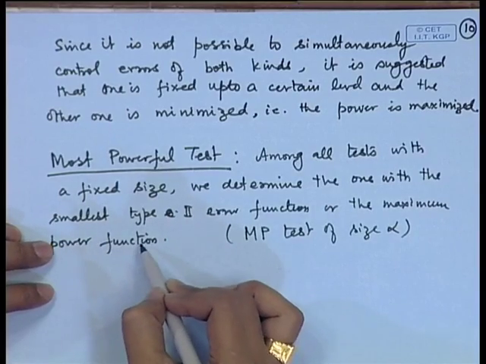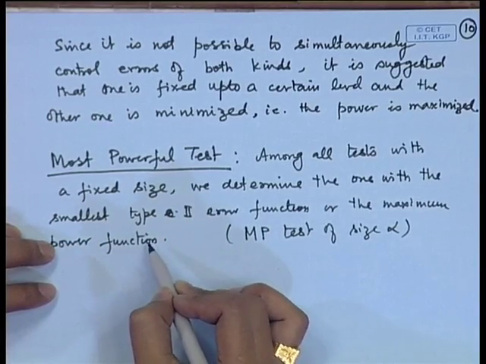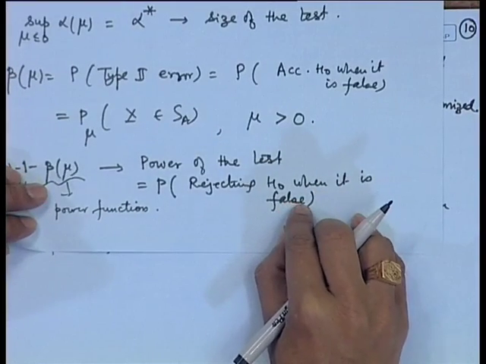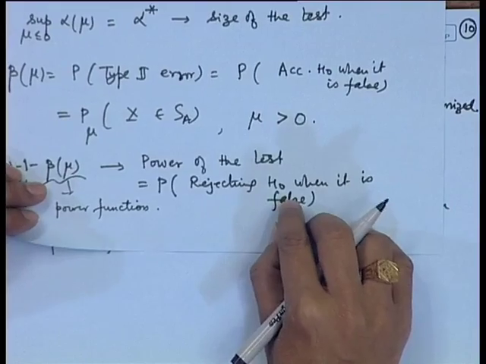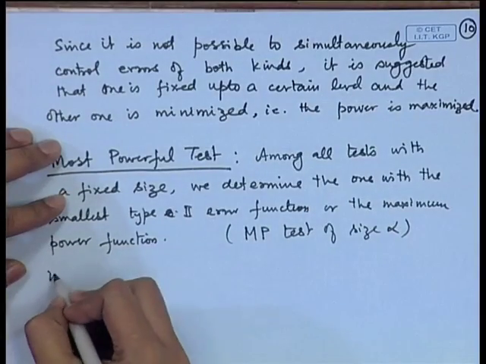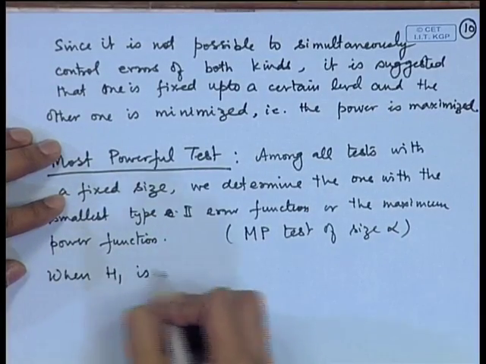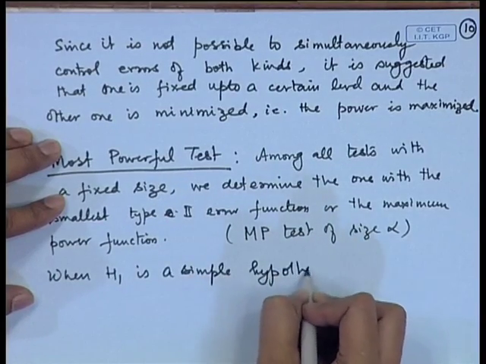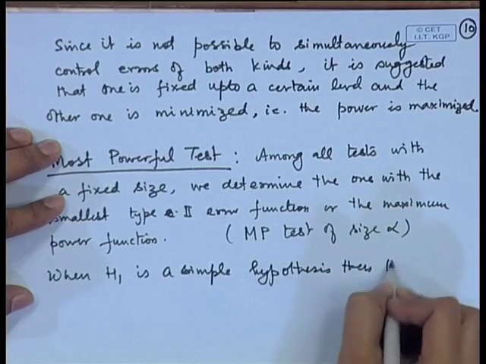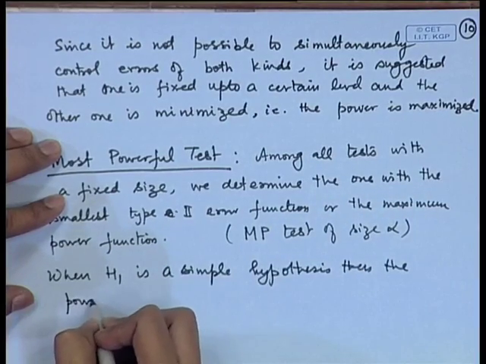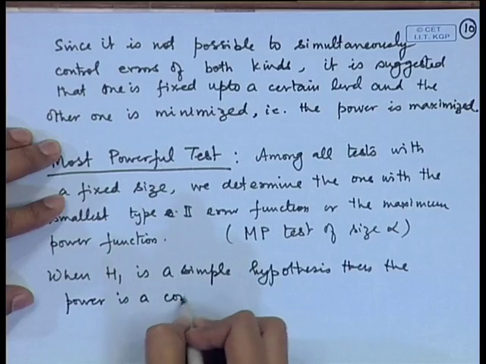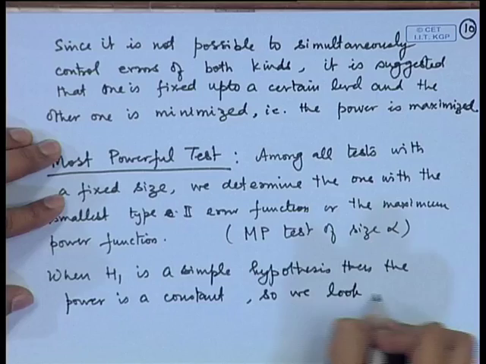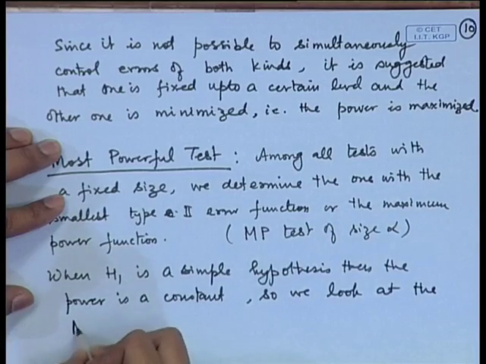Now, if it is a composite hypothesis, then the power function is dependent upon the parameter when H 0 is false, that means when H 1 is true. So, if H 1 is a simple hypothesis, then the power is a constant. So, we look at the most powerful test.